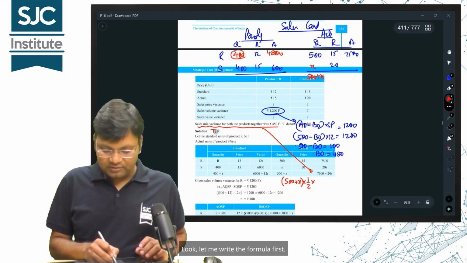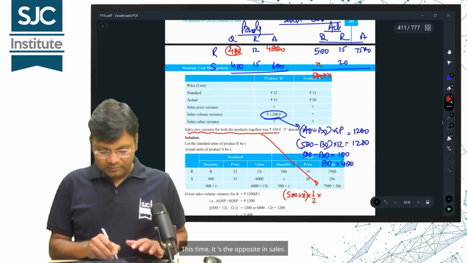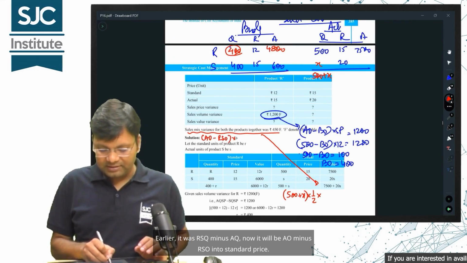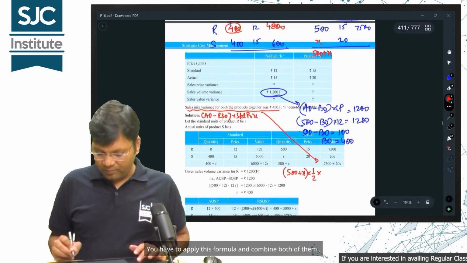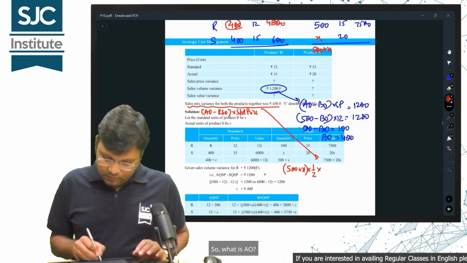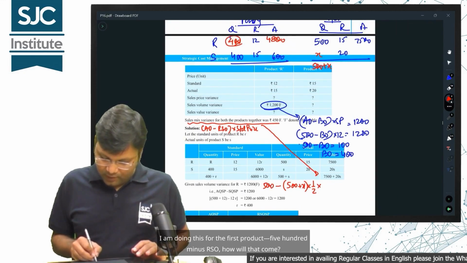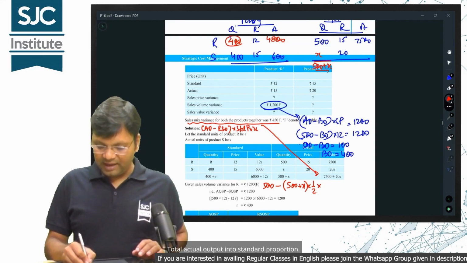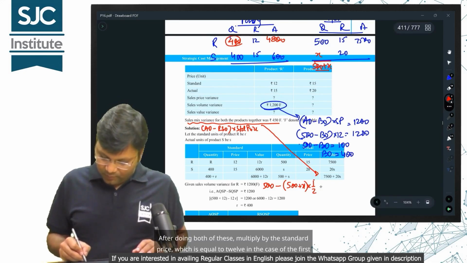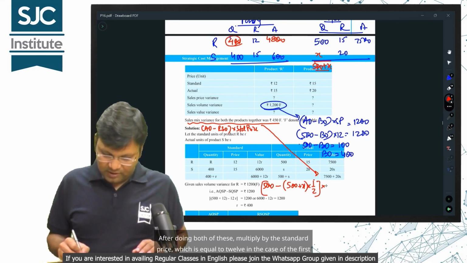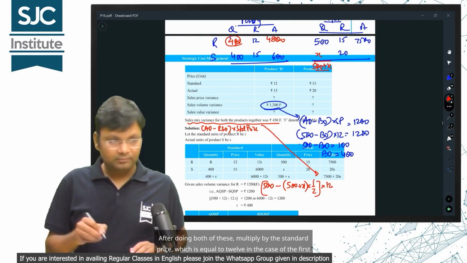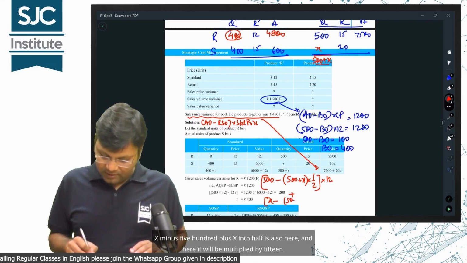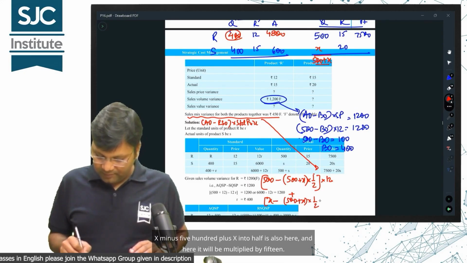How will the mix variance come? Let me write the formula first. This time, it's the opposite in sales. Earlier, it was RSQ minus AQ. Now it will be AQ minus RSQ into standard price. You have to apply this formula and combine both of them. What is AQ? AQ is 500. I am doing this for the first product. 500 minus RSQ. How will that come? Total actual output into standard proportion. After doing both of these, multiply by the standard price, which is 12 in the case of the first product. Plus, in the second product: x minus (500 plus x) into half, and here it will be multiplied by 15.